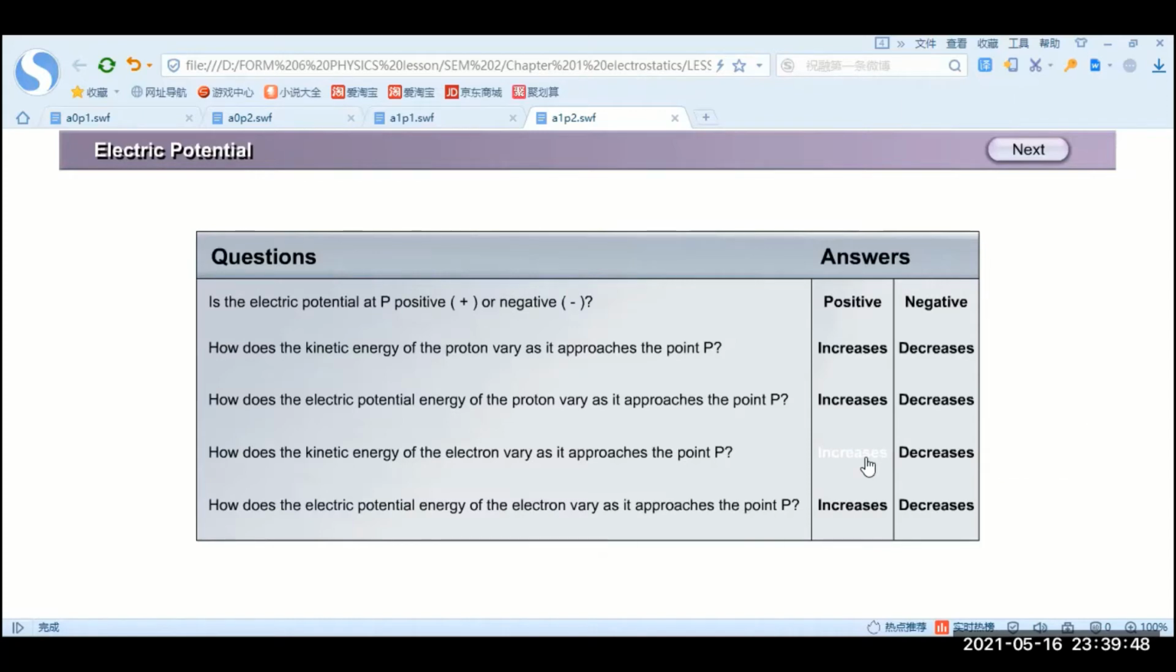How does the electric potential energy of the electron vary as it approaches the point P? So this means that the electric potential energy will decrease. Ladies and gentlemen, do you notice?